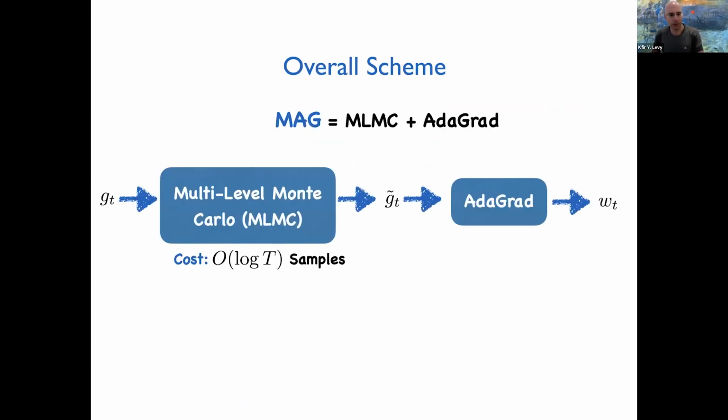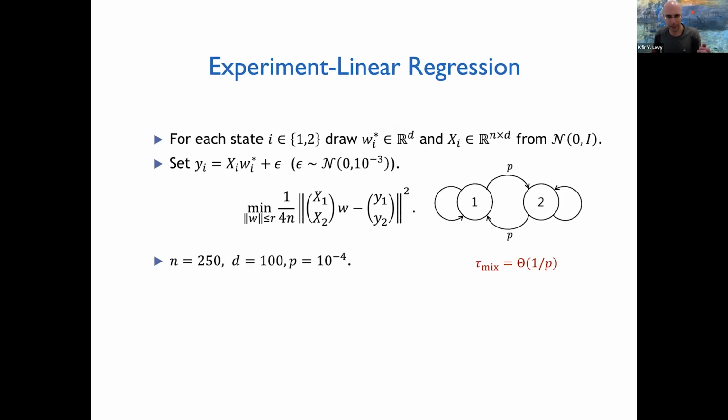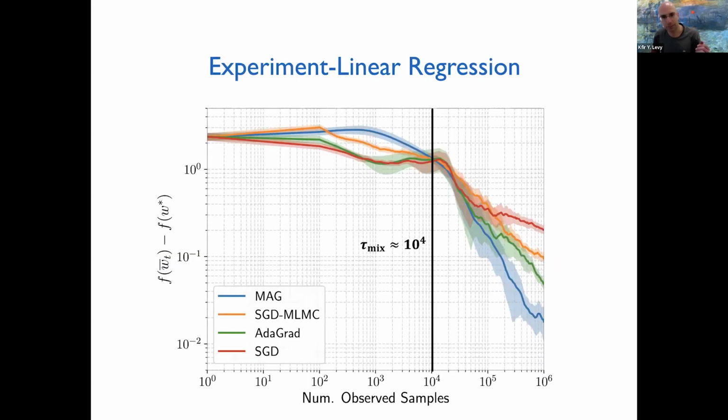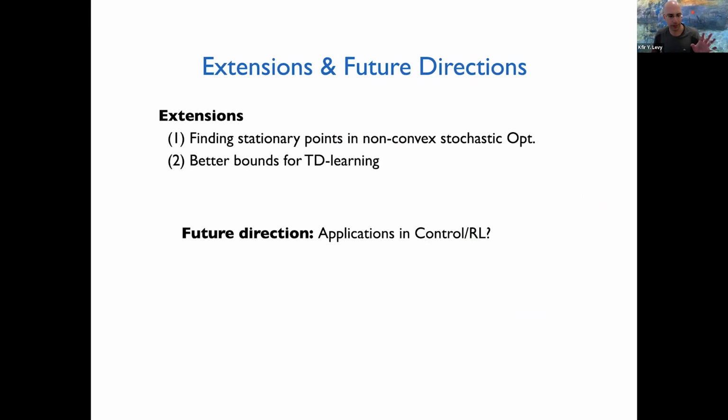So basically, our overall scheme is the following. We have the standard gradients. We translate them to gradients with the properties that we would like using multi-level Monte Carlo. This translation uses a logarithmic number of samples, and then we use Adagrad to get our solution. And Adagrad implicitly adapts to the variance of these estimates. I'll not talk about the experiments, so I can conclude.